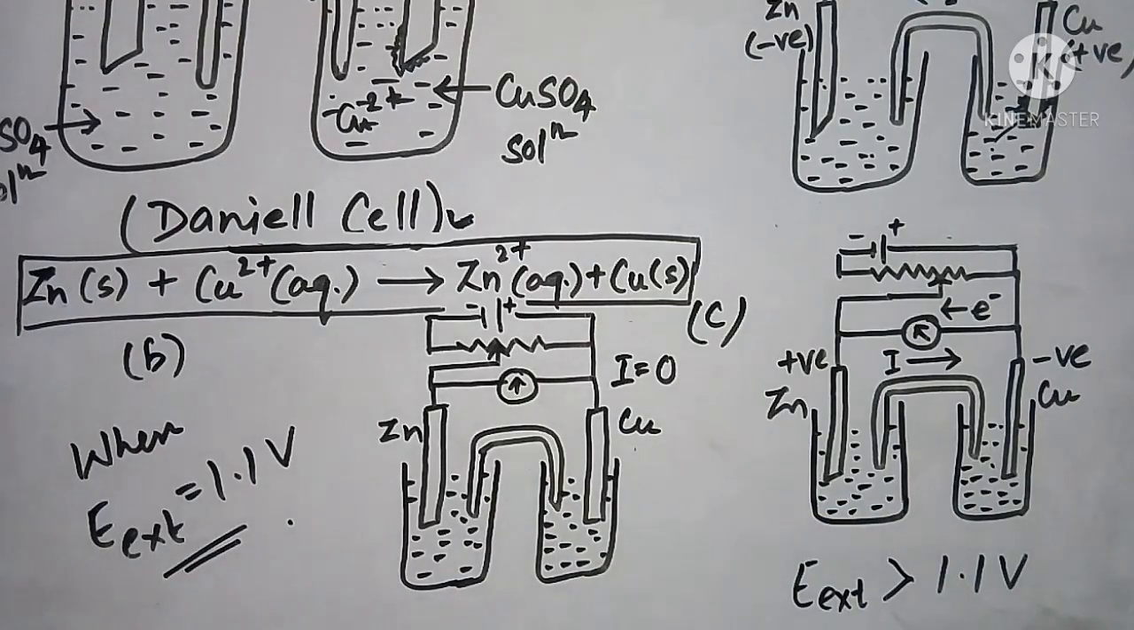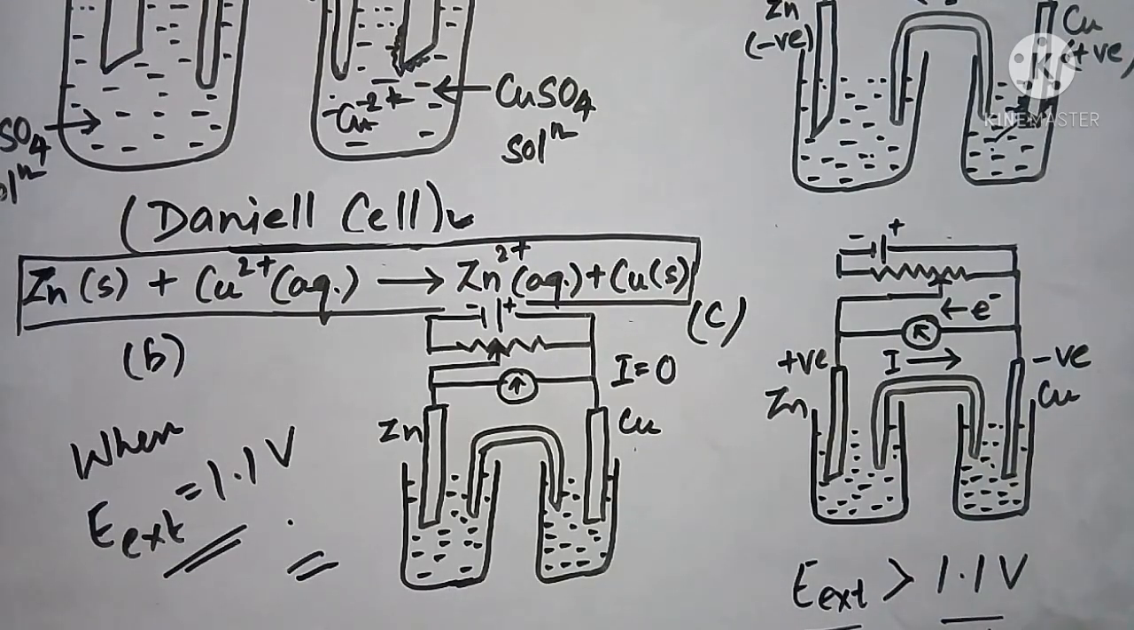Okay, now the third case arises. This indicates that there is no flow of electrons or current on either side. So we can say that there is no chemical reaction taking place when the opposite external potential is equal to the cell potential. Now the third case arises when we put the external potential greater than the cell potential, or the electrical potential of the cell.